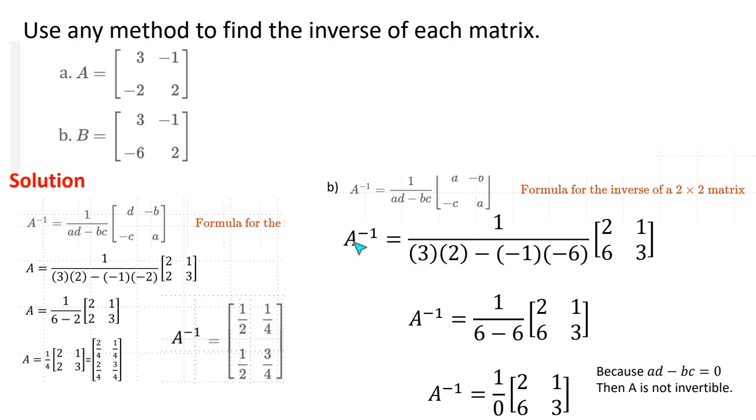So I put an A here, but this should have been B inverse since we're working with the matrix called B. So instead of A inverse, it should say B inverse and B inverse. So B is not invertible. So it doesn't have an inverse.